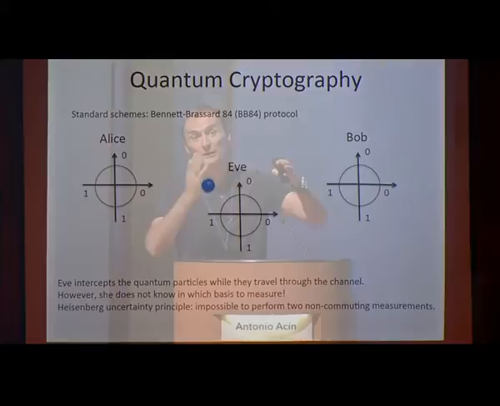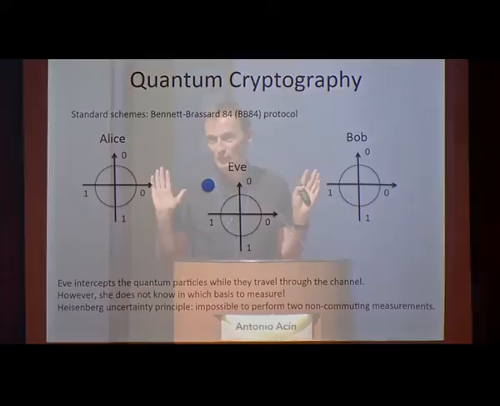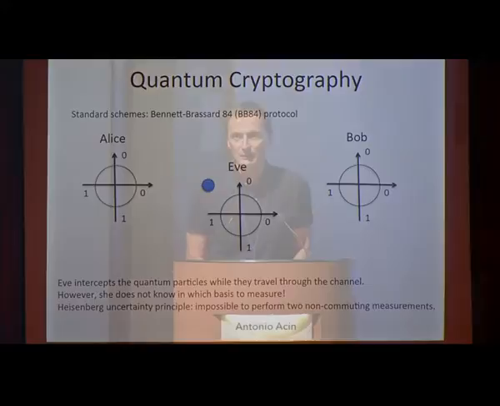I hope you know about this principle because it's something well known, okay? So Eve doesn't know whether she has to measure in the Z or X basis, so she cannot read the information. And if she does it, she will perturb the information. And of course, those who will agree about the basis are Alice and Bob, not Alice and Eve.